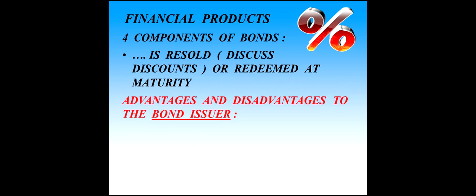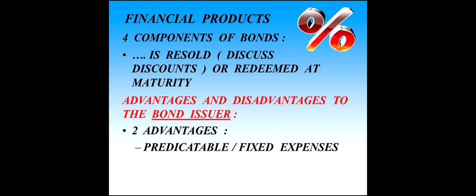Now I'd like to touch on the advantages and disadvantages to the bond issuer, meaning either the government or the corporation. And there are two fundamental advantages. Bonds allow the government or the corporation to clearly understand predictable fixed expenses that they would have to borrow money, and they can plan accordingly. Both governments and business and corporations like predictability so that they can work that into their planning for the future.